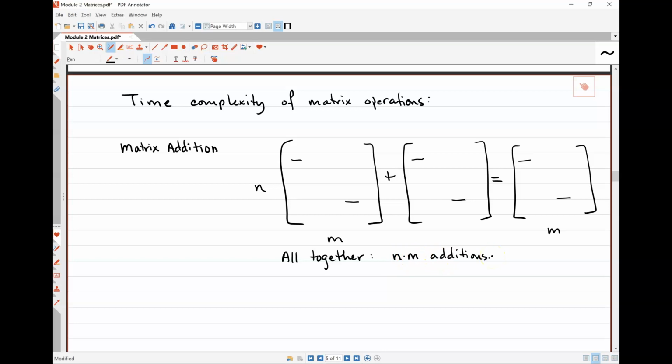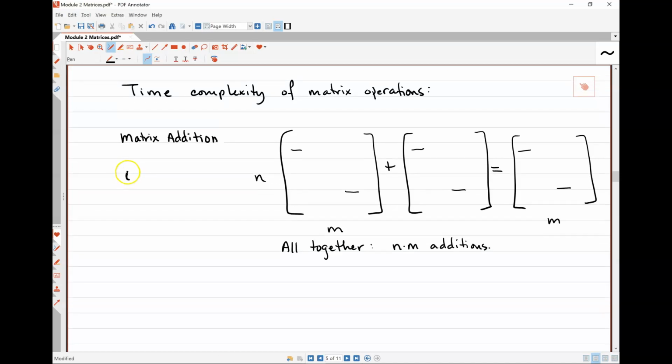Now, time complexity for matrix operations is generally characterized in terms of square matrices. So we'd say matrix addition is a big O of n squared task.